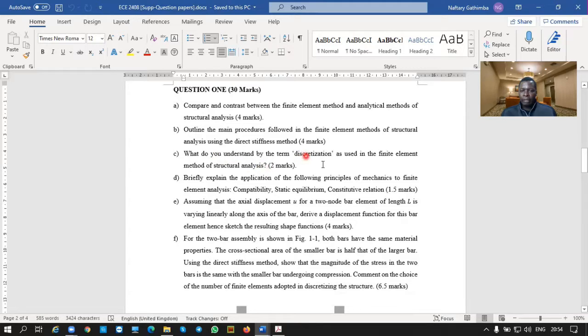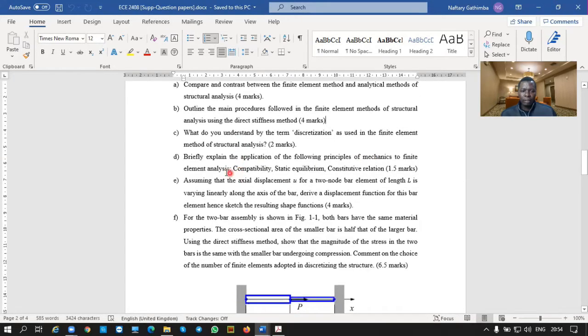So what do you understand by discretization? This is a breakdown of the overall structure to individual elements or small members, right? Explain the principles of mechanics applied to finite element analysis: the principle of compatibility, static equilibrium, constitutive relation. Yeah, this one I explained them, and I believe I also gave them in a CAT. So in lesson number 1 and 2, you can be able to obtain that.